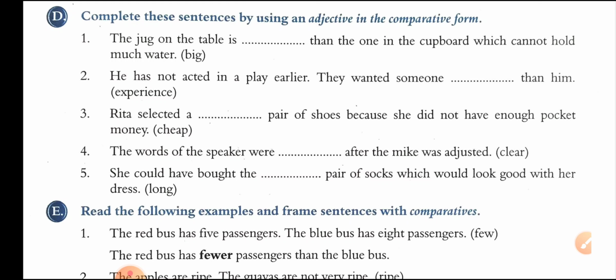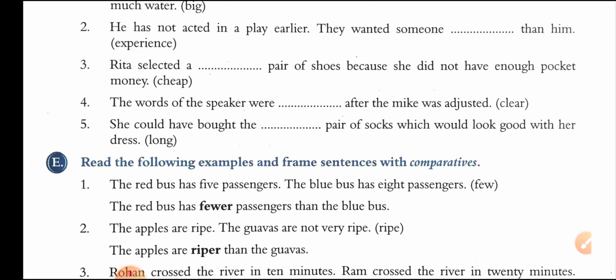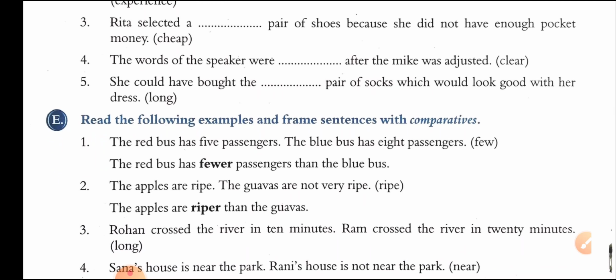Next is, the words of the speaker were dash after the mic was adjusted. It is clear to you, and clear is the positive degree, speak clear, it is only once. So what is that? Clearer, clearer. Next is, she could have bought the dash pair of socks which would look good with her dress. So here it is long, speak long, it is only once. So what is the answer? It's longer, because you have to fill this with the comparative form.